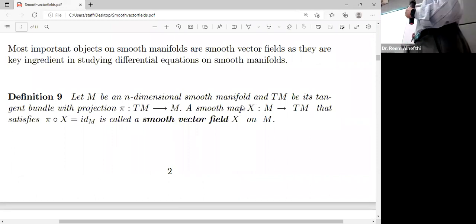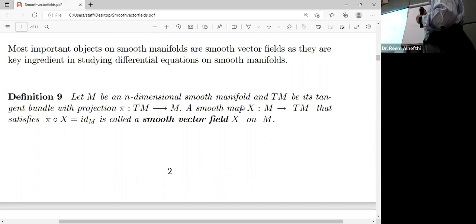Now, we are looking at a smooth map in the opposite direction. A smooth map, because both are manifolds, so we can talk of a smooth map. From where to where? From the manifold to the tangent bundle. Such that, what happens?